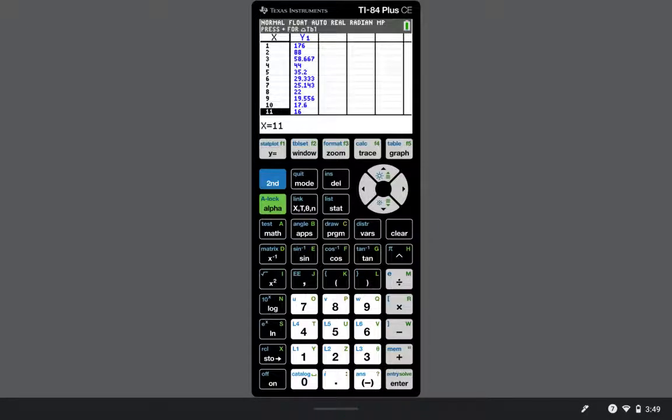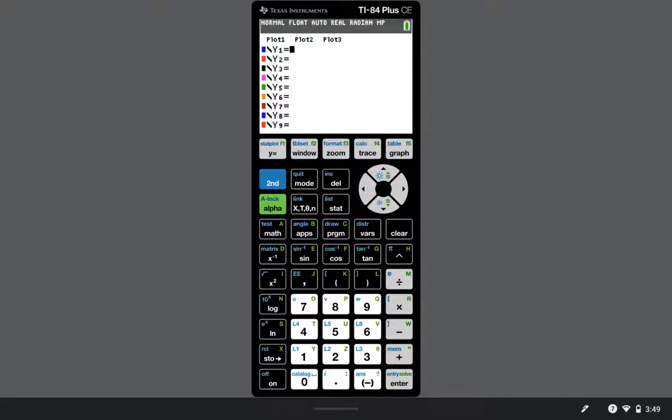And I'm going to type x cubed. Go to my y equals key, clear out the old stuff, and type x cubed plus 4x squared minus 22x minus 112. I better double check that. I think that's what I had.